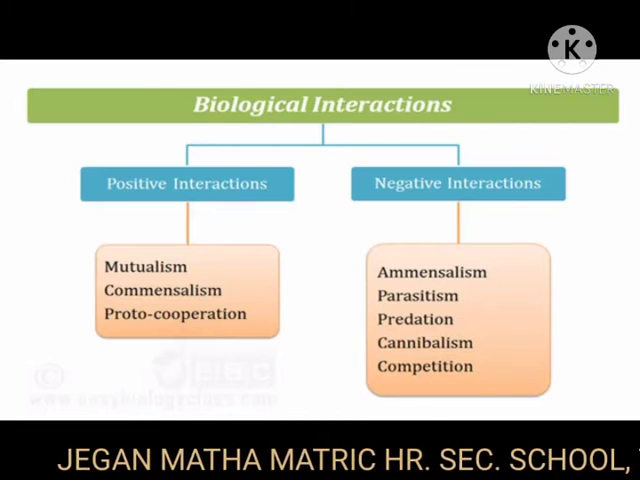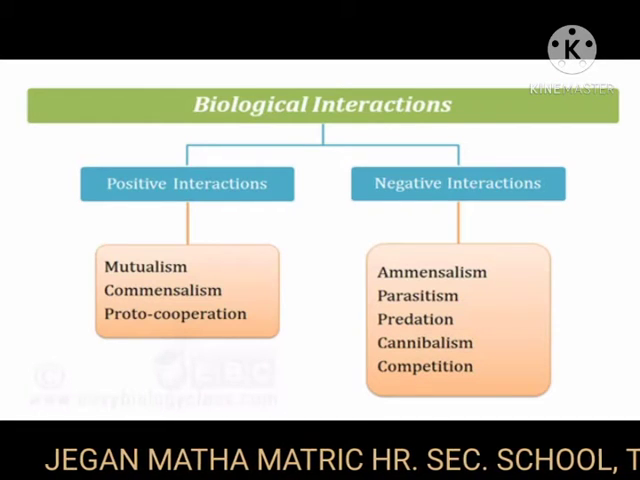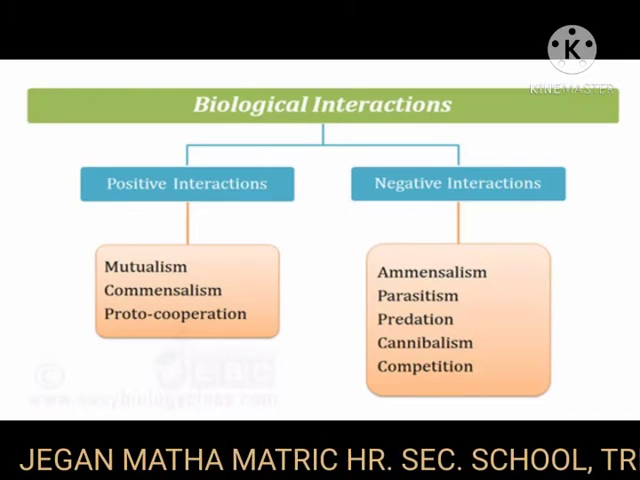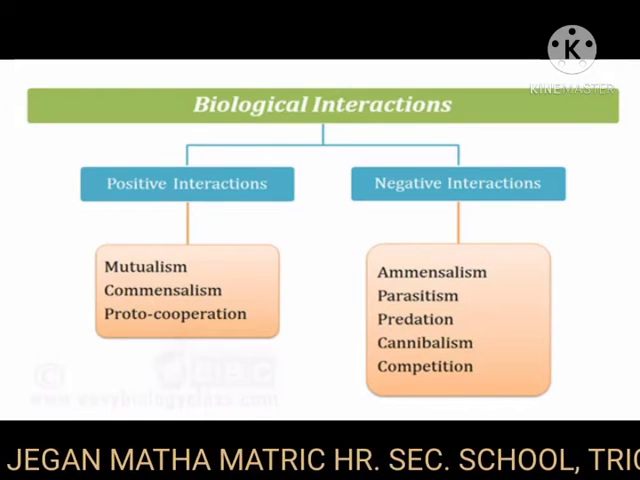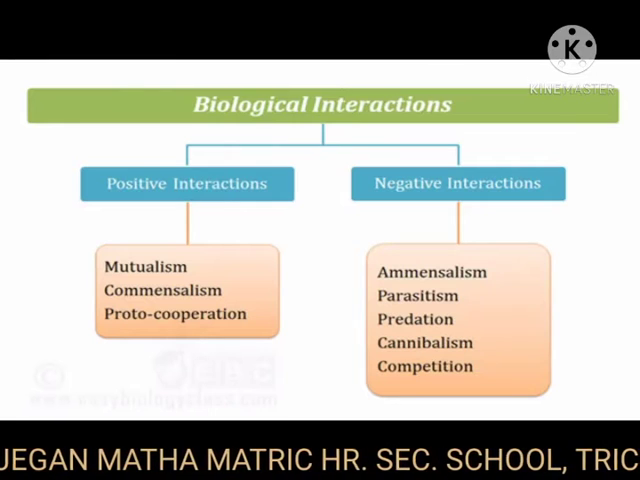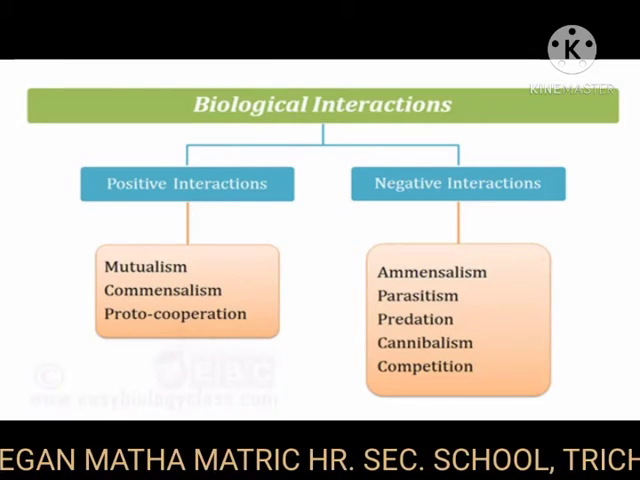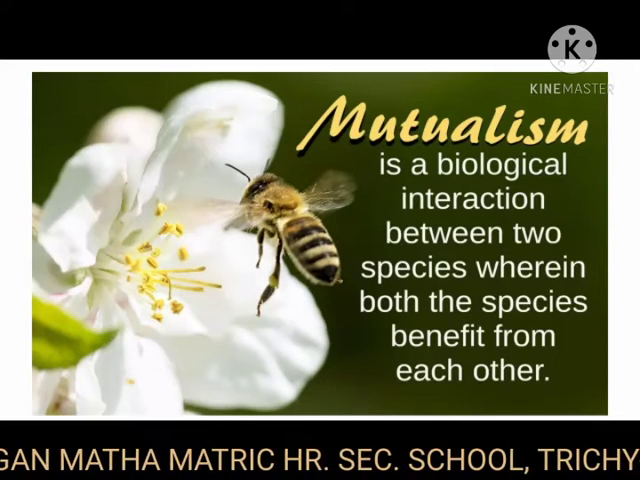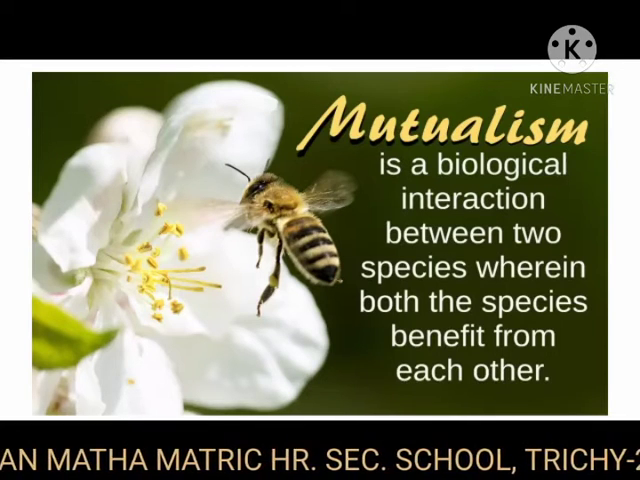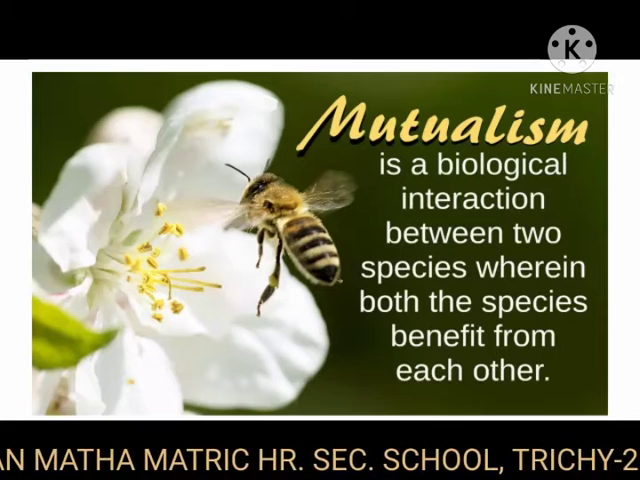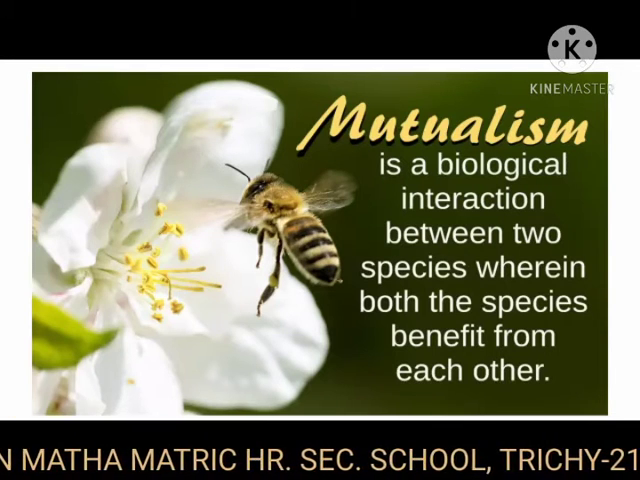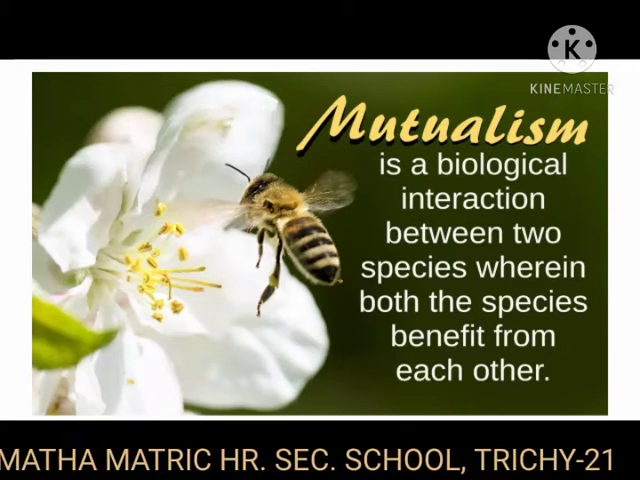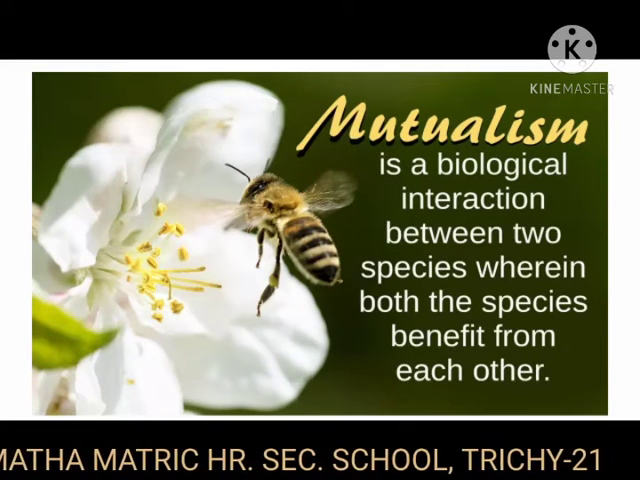Positive interaction. When one or both of the participating species are benefited, it is a positive interaction. Examples: mutualism and commensalism. Mutualism. It is an interaction between two species of organisms in which both are benefited from the obligate association. The following are common examples of mutualism.